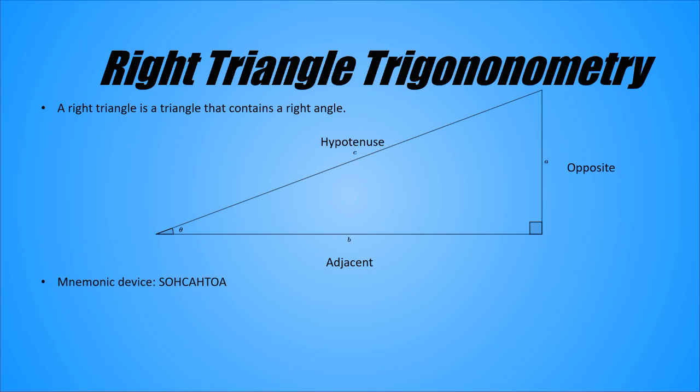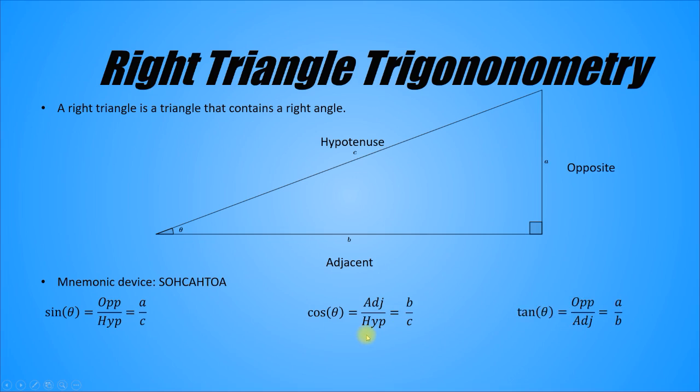To remember the definitions of the trig functions, we use the nonsense word SOHCAHTOA, which stands for sine opposite hypotenuse, cosine adjacent hypotenuse, tangent opposite adjacent. Break the word up into three-letter blocks, and you can easily remember the definitions of these trig functions. The sine of theta equals the length of the opposite side over the length of the hypotenuse, which in this triangle is A over C. The cosine of theta is the adjacent over the hypotenuse, which is B over C. And the tangent of theta is the opposite over the adjacent, which is A over B.